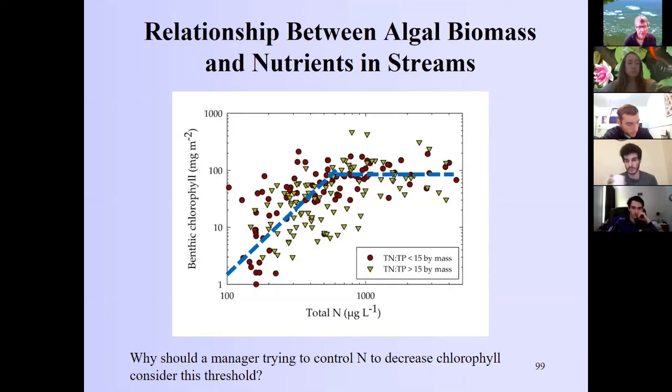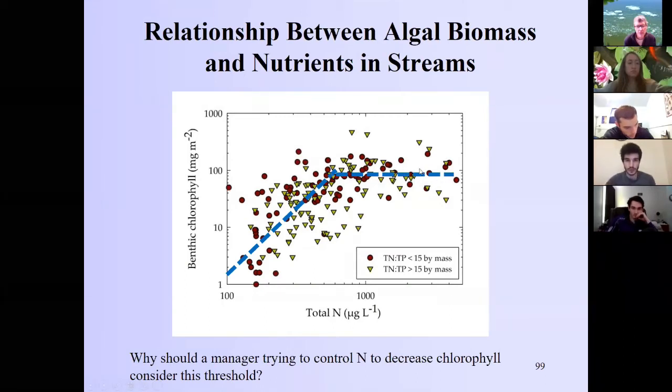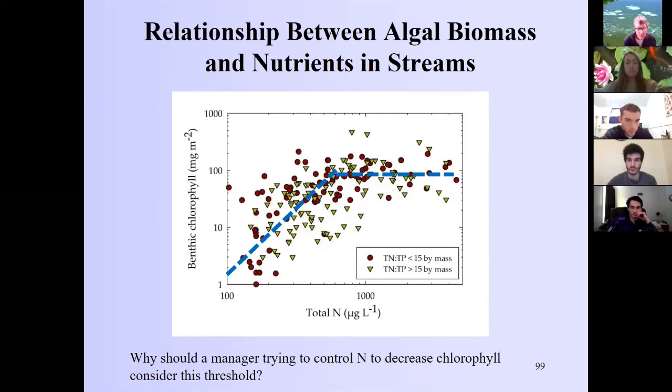Still, there's a significant positive relationship up to a point, and then we reach a threshold where any additional nutrient doesn't seem to result in additional algal biomass. And just as with lakes, if you have more of the other nutrient between nitrogen and phosphorus, you get a bigger response.